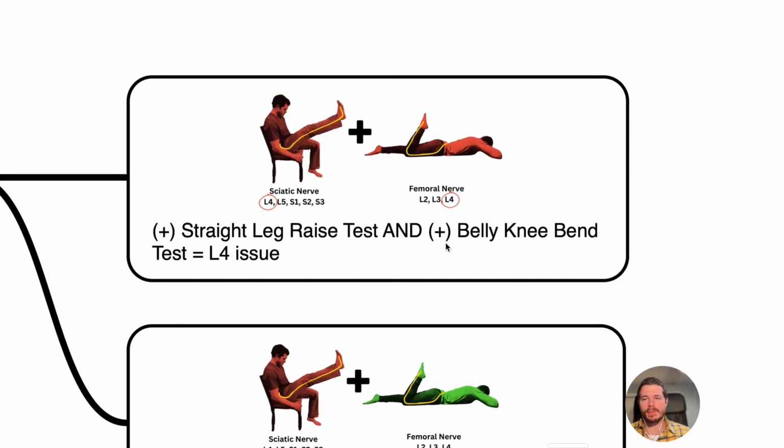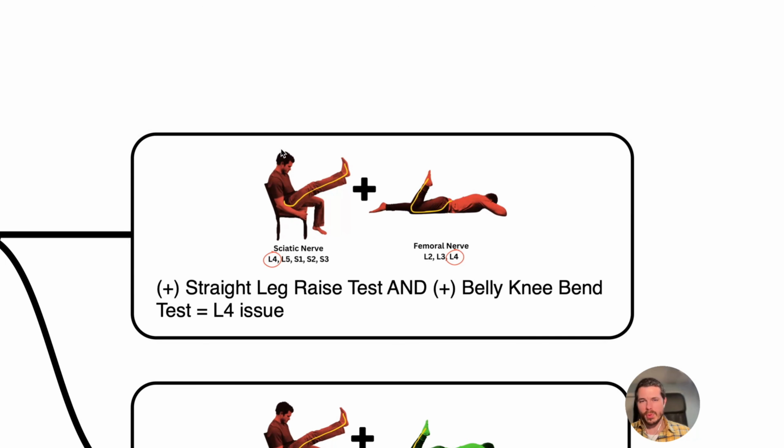So up to this point, we know you have a positive straight leg raise, because otherwise you wouldn't be at this portion in the flow chart. So the fact that you have a positive straight leg raise tells us there is sciatic nerve sensitivity. L4, L5, S1, S2, S3, these are the nerve roots which make up the sciatic nerve. And so if you have a positive straight leg raise test for pain and restriction of motion, and you have a positive belly knee bend test, meaning it was painful as well and reproduces your pain, numbness, tingling, or your symptoms, this points to an L4 issue, because L4 is the shared nerve root between these two peripheral nerves, the sciatic nerve and the femoral nerve.